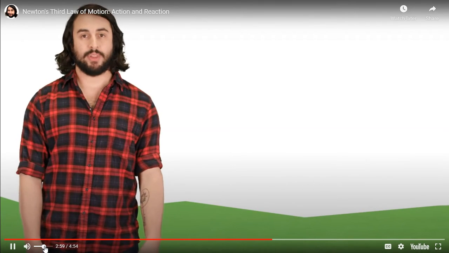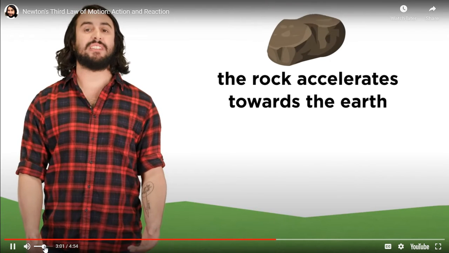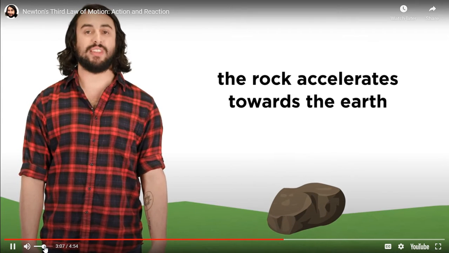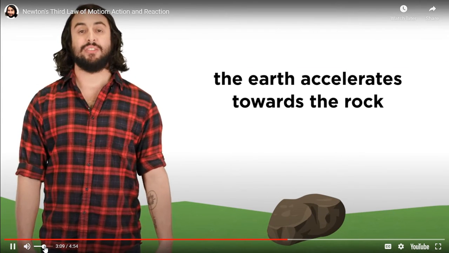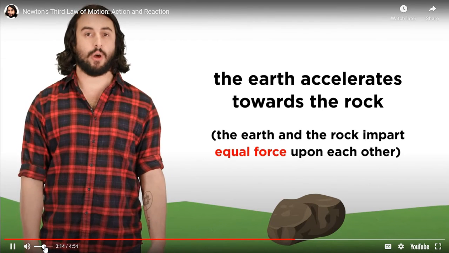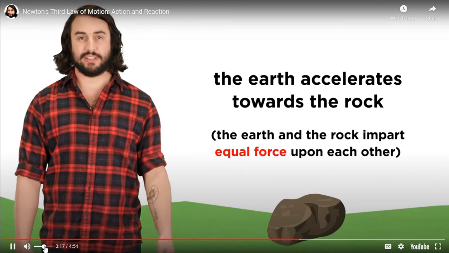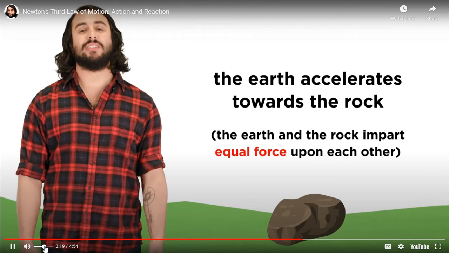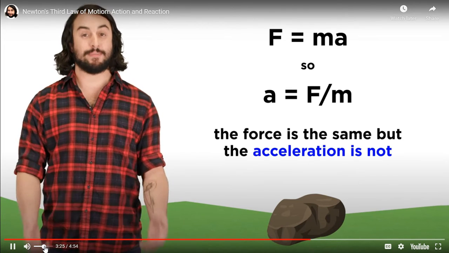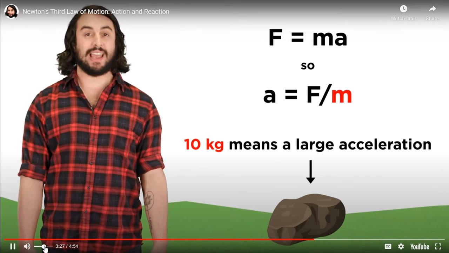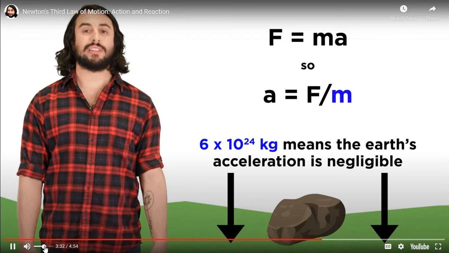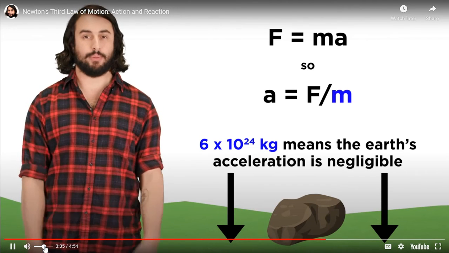Let's look at another example. When a rock falls to the ground, the gravitational force from the earth causes the object to accelerate towards the earth, but it is also the case that the earth is accelerating towards the rock. This must be true according to the third law. Of course, we don't notice this in everyday experience because the acceleration of each object is inversely proportional to its mass. The rock is very light, so the rock accelerates quickly. The Earth is very heavy, so Earth's acceleration is completely negligible.